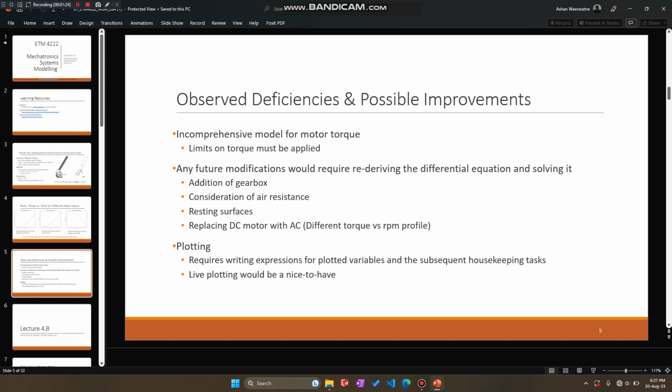So this once again highlights the lack of flexibility when using MATLAB alone to make modifications to the already existing differential equation for the model of a system. And if we were to consider previously unconsidered torques as well, for example, the torque due to air resistance, once again we would have to obtain an expression for air resistance and rederive the ODE to include the effect of that as well.